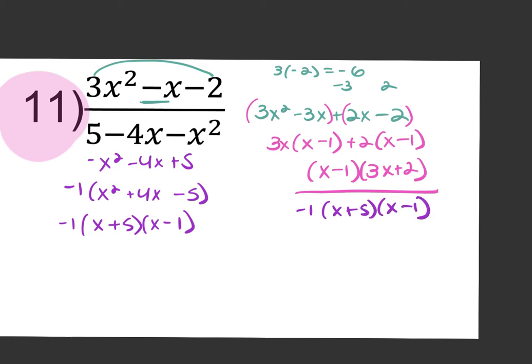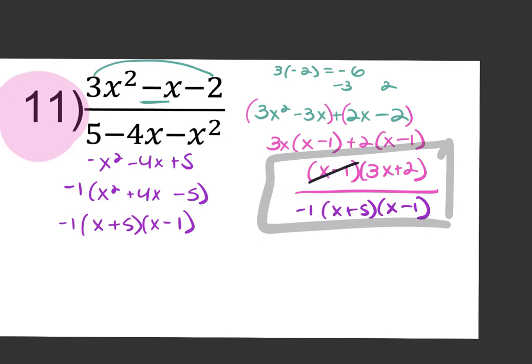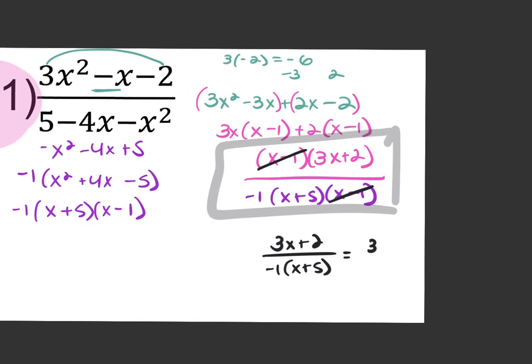And then from your updated and factored terms, you can cancel out the x minus 1s. And I end up with 3x plus 2 over -1 times x plus 5. Or if you had it the other way, you may have done 3x plus 2 over -x minus 5, which is also completely fine.